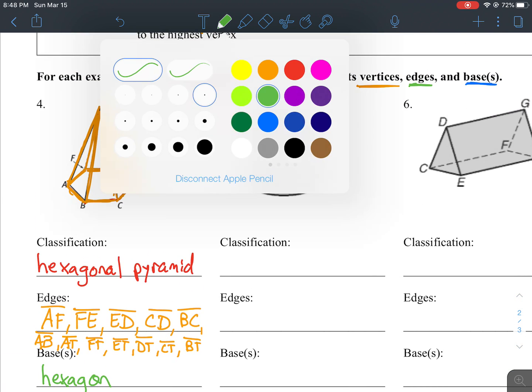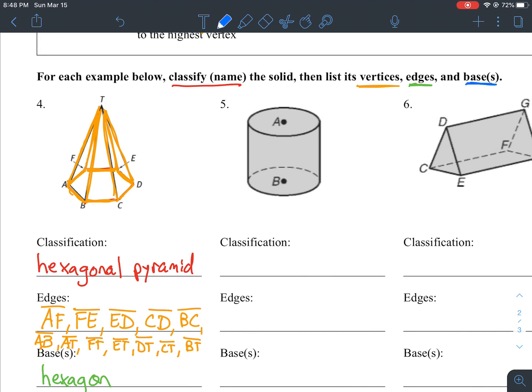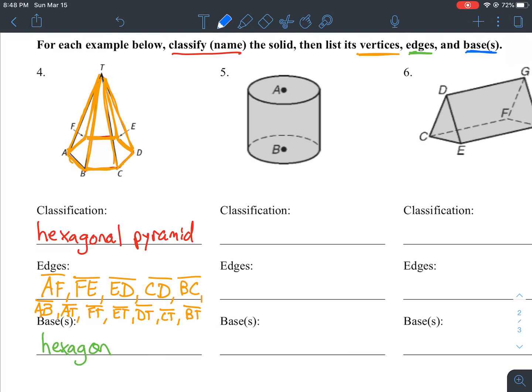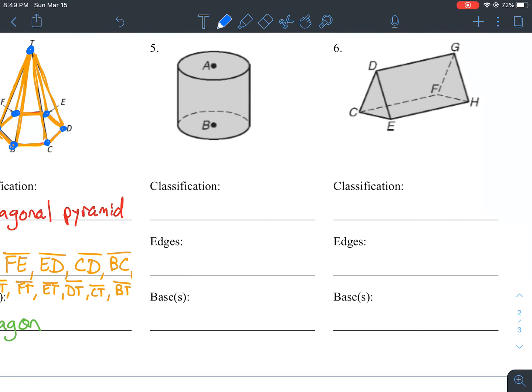And lastly, I forgot to list it down here in our list, but it does ask for the vertices as well. So the vertices are just anywhere where the shape comes to a point. A, B, C, D, E, F, and T. Those are the vertices. Okay? So at this time, if you'd like to pause and try the last two examples on your own, you may. Otherwise, if you want to just continue to follow along, you can do that as well.